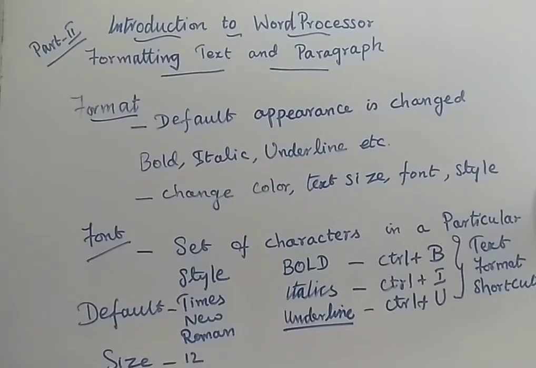So what is formatting? Formatting is nothing but changing the default appearance of the text. What are the changes? It can be changing the color, text size, font, text style, etc. The most familiar and frequently used formatting are bold, italics and underline. What are the shortcut keys? For bold it is Control plus B, for italics Control plus I, and for underline Control plus U.